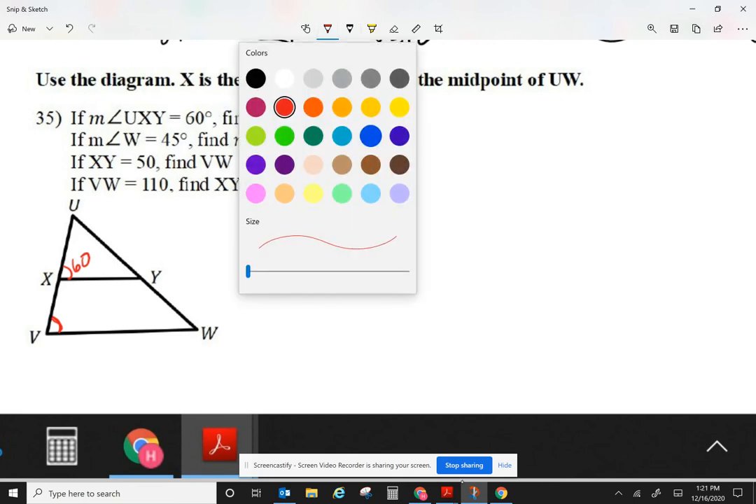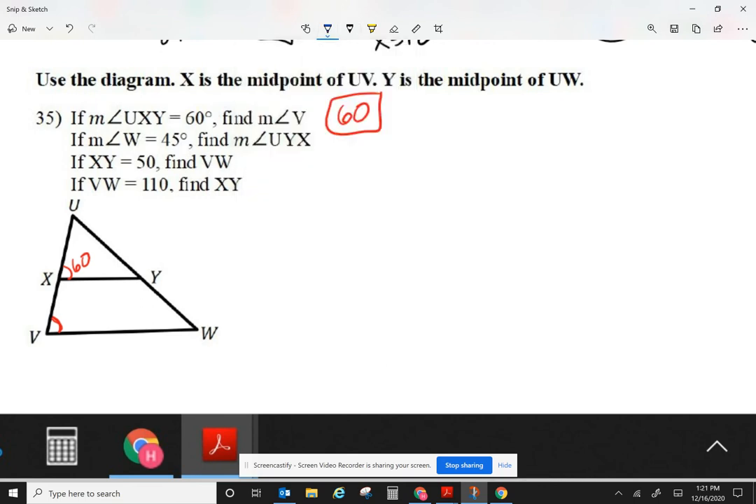Let's take a look at the second question. If the measurement of angle W is 45 degrees, that's 45 degrees, find the measurement of angle UYX. UYX is right here. Now, the cool thing is that those two angles are equal to each other as well. So if one of them is 45, the other one is 45 as well. Easy. Now, let's talk about the length of the segments.